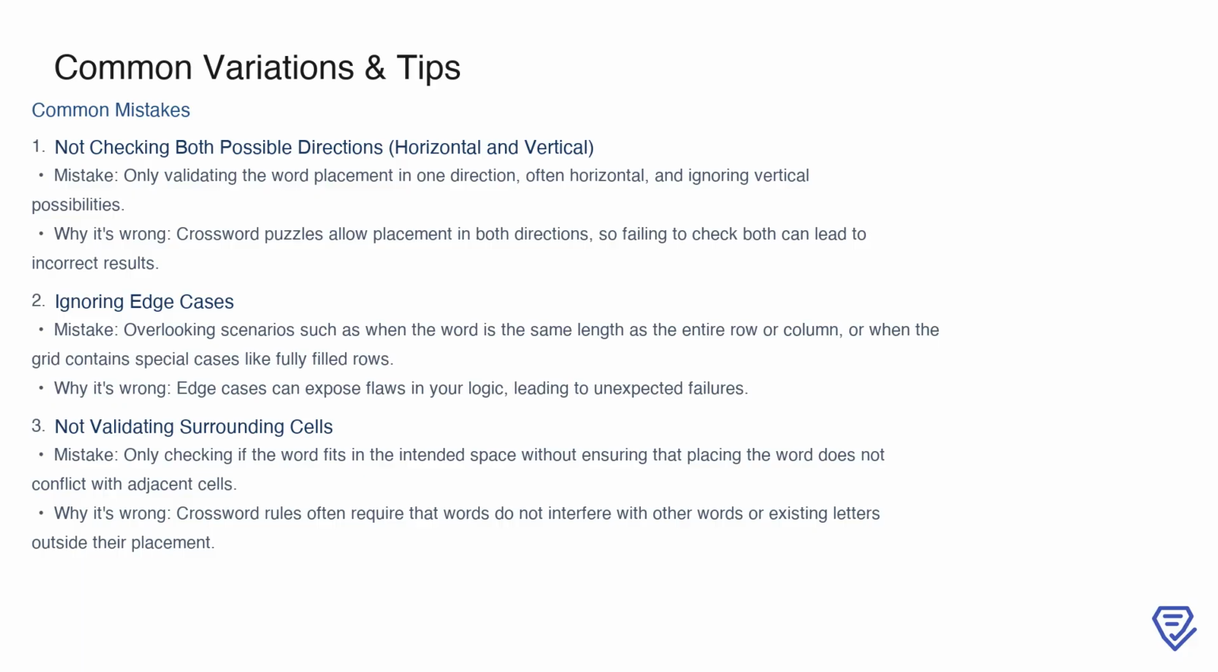Lastly, not validating the cells surrounding the word placement is another common error. It's not enough to ensure the word fits in the intended space, you must also check that placing the word doesn't interfere with adjacent cells. This ensures compliance with crossword rules, which typically require that words don't disrupt other parts of the grid unnecessarily.